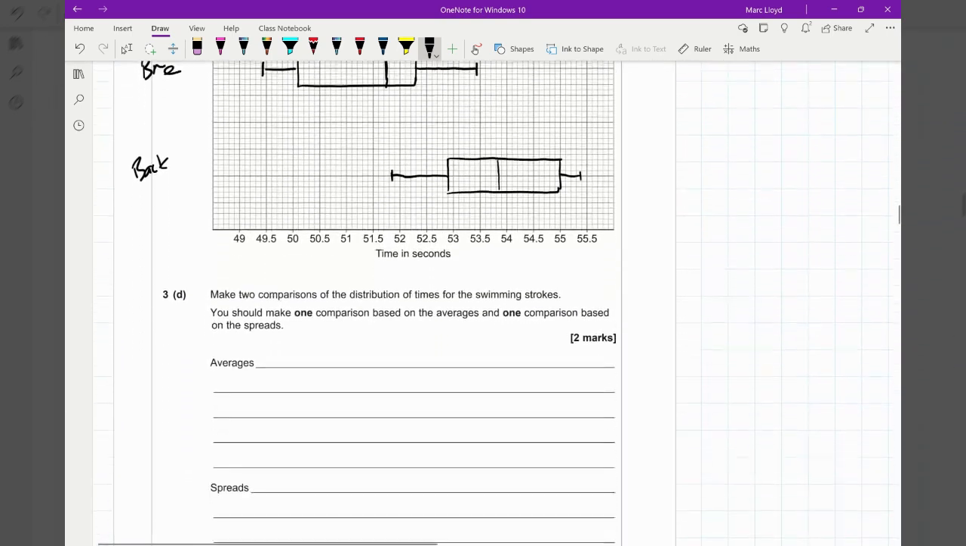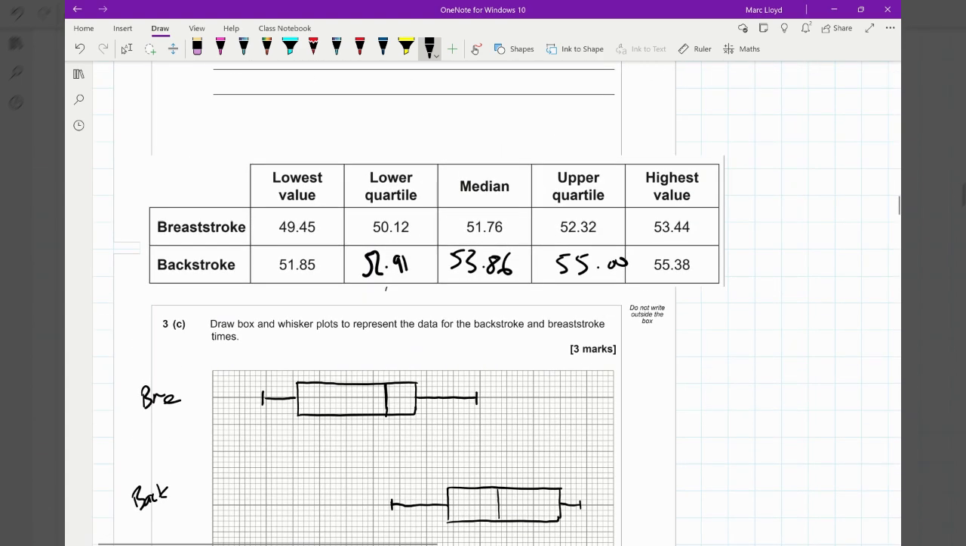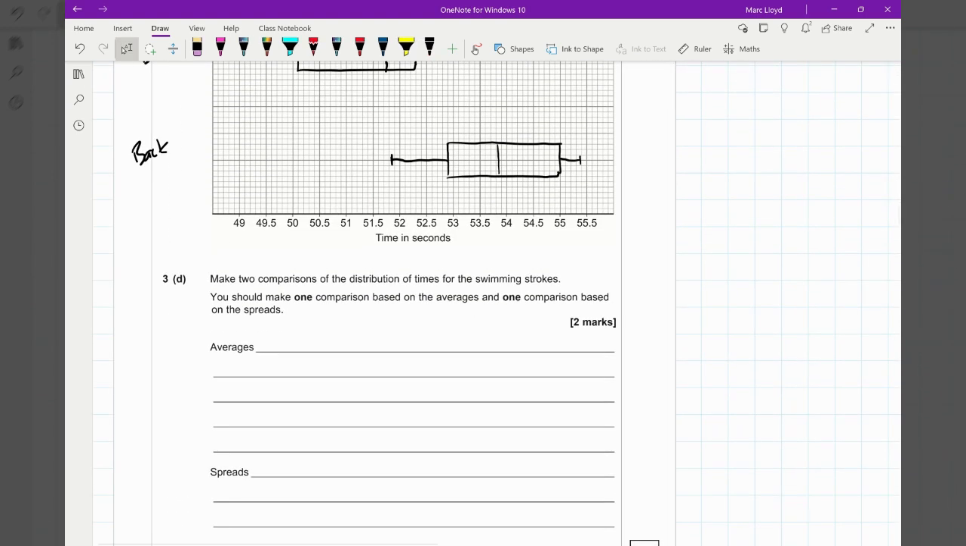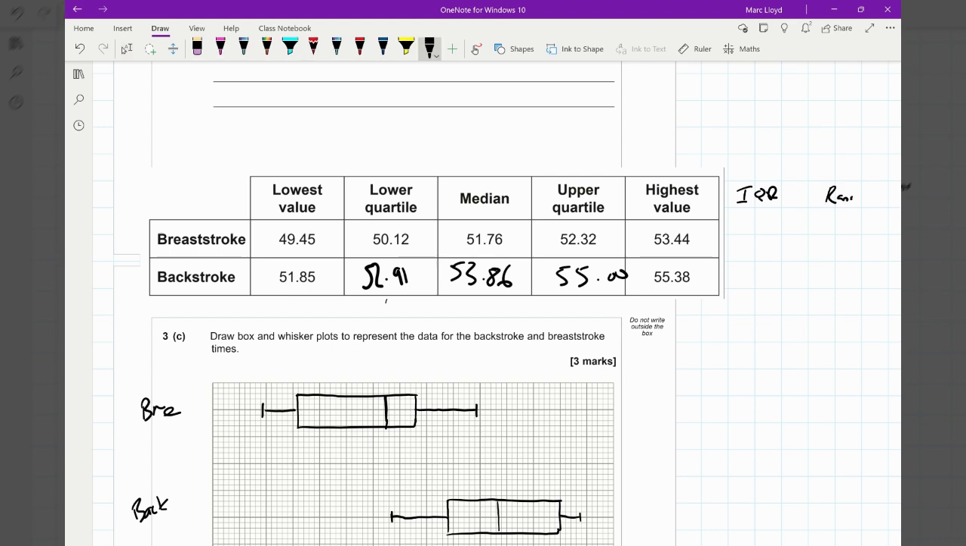Happy with that. Right, make two comparisons of the distribution of times. Before I do anything, I want to find the interquartile range. So I'm going to put IQR because that's 2 marks. I can make some comparisons about the average, so I'll look at the median, but the spread is really important. If the IQR gives me what I want it to, I'll use that. The IQR is the interquartile range. It's looking at the width of the box, and it will talk about whether the data is spread or not. So that's 2.09. So actually, backstroke a bit more consistent.